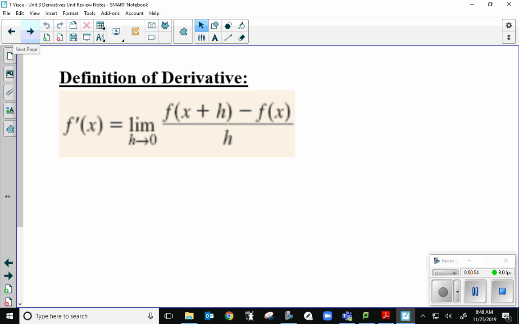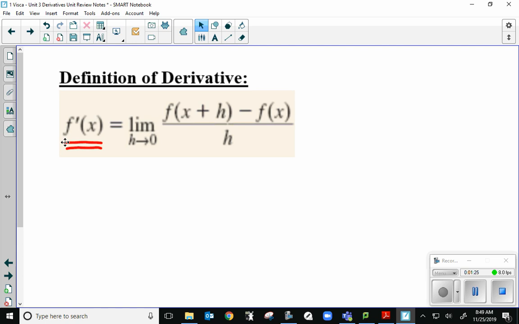First of all, let's talk about the definition of a derivative. This, my friends, is how we use limits to come up with a derivative. Now, remember, this is just notation, and we'll talk about that in a second. F prime of x, the derivative of f of x, is equivalent to the limit of f of x plus h minus f of x all over h as h approaches 0.